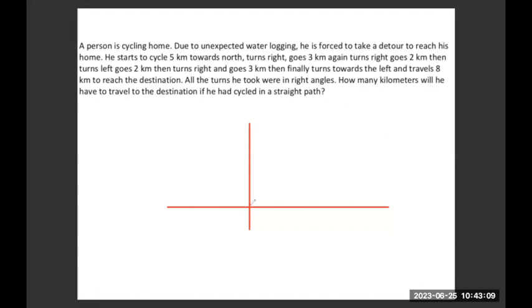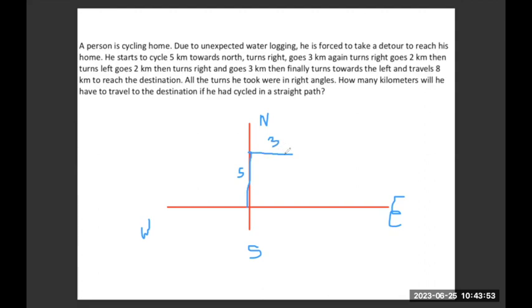All right, so we'll just draw the diagram first. This guy has found unexpected waterlogging, and then he's supposed to take a detour. He starts first, so I'll write north, south, west, east. He first starts to cycle towards north 5 kilometers and maybe reaches here. This is 5. He then takes a right and goes 3 kilometers.